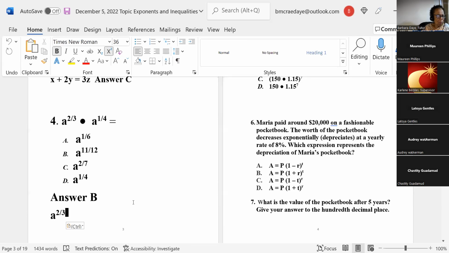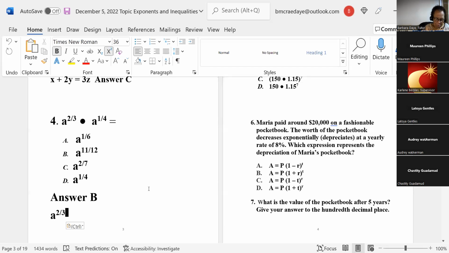So a to the second over 3, and a to the 1 over 4. That's how I did mine. And then I multiply the 3 by the 4 in the denominator section, and I get 12. And then I multiply, oh no.